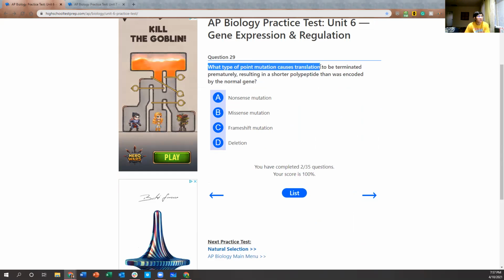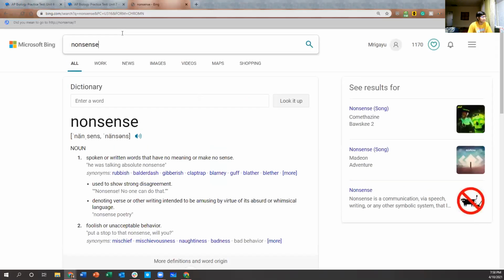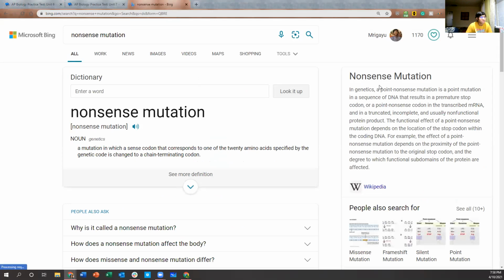What type of point mutation causes translocation to be terminated prematurely? So that means I have a stop codon earlier on, right? Stop codon earlier on will happen due to a missense mutation. Nonsense mutation is, actually, I'm not exactly sure. I can't remember exactly what those mutations are. So let's just search them up. Nonsense mutation happens, so it's a point mutation.